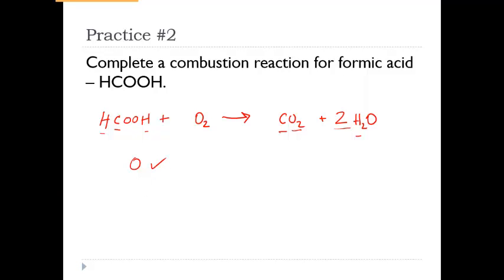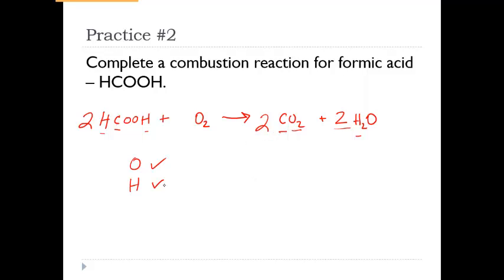We have 4 on each side, but it did mess up our hydrogens, since we now have a 2 in front of H2O. So we have 4 hydrogens total. If we put a 2 out in front of our formic acid, we will again have 4 hydrogens. So hydrogen is balanced, and we just want to balance our carbons. We have 2 carbons here, and so we'll want to put a 2 in front of our carbon dioxide here to give us the 2 carbons that we need.